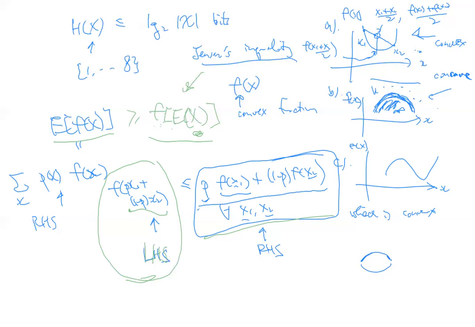And this is if f is convex. Of course, if f is concave, then we will have the exact opposite. So you have E of f(x) is less than or equal to f of E(x), something like that.